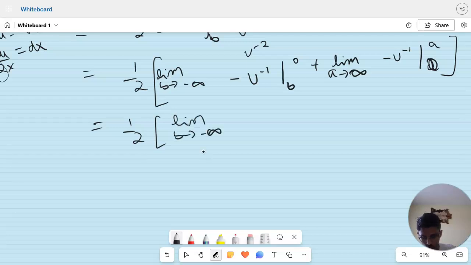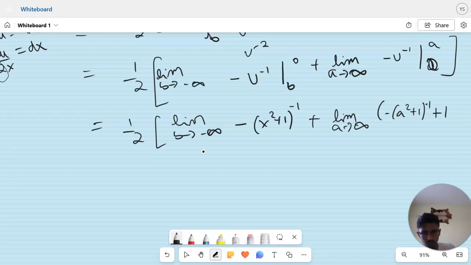Now remember, I said that we're going to plug back in our u. Our u was x squared plus 1. So negative x squared plus 1 to the negative first, plus the limit as a goes to infinity, negative a squared plus 1 to the negative first, plus 1, because the plus 1 is going to come afterwards. And remember, the bounds for this are b to 0, and the bounds for this are 0 to a.